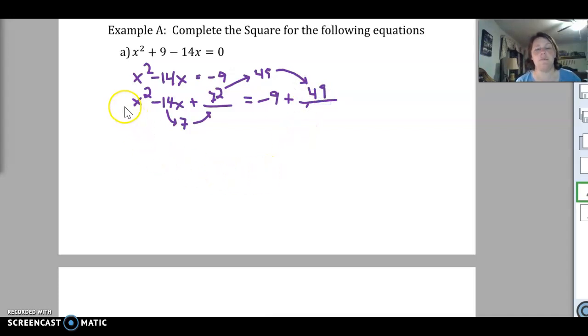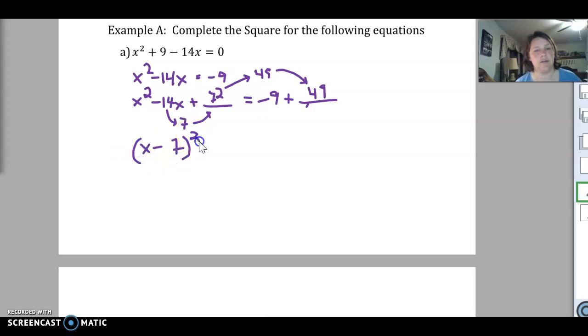Okay. Now on our left-hand side, we need to factor. So we're going to use the square root of our first term, which is x. I'm going to have the minus. I'm going to skip that whole middle term. Don't even worry about that. And then the minus 7.